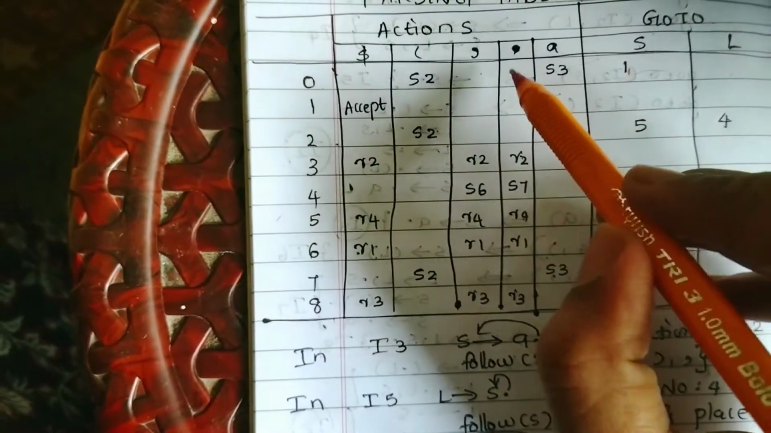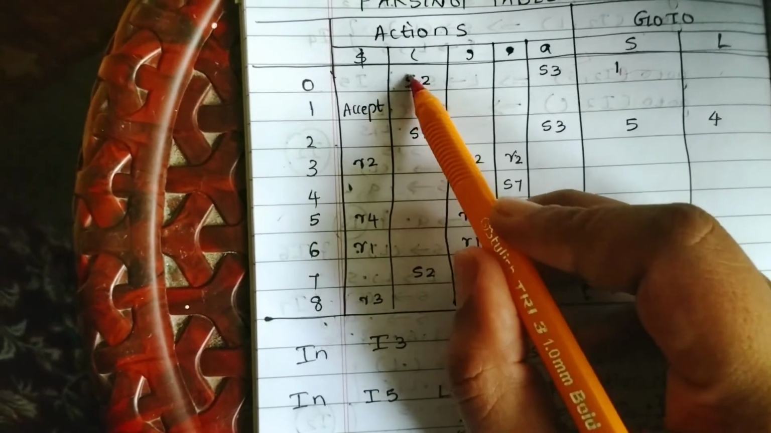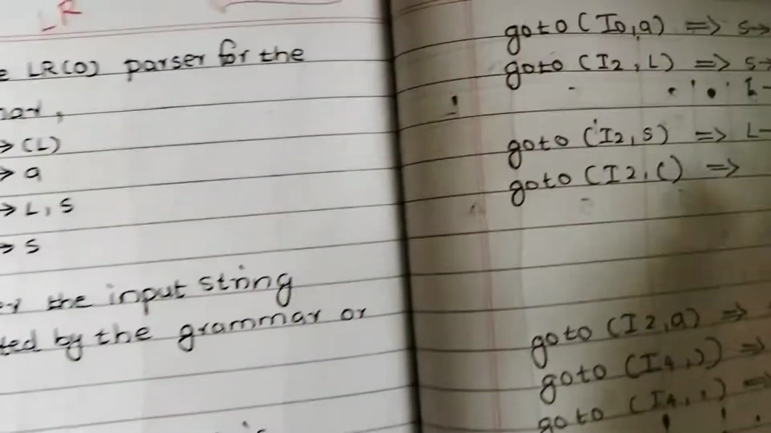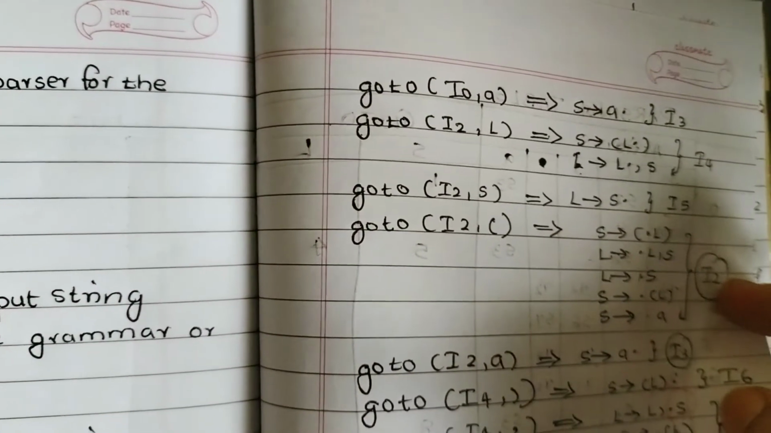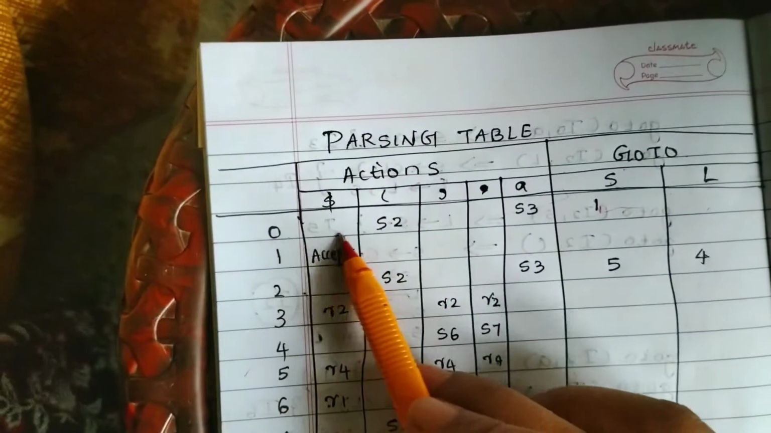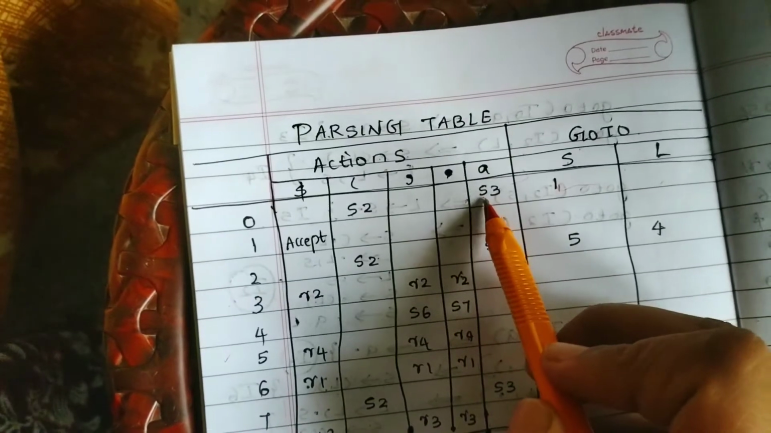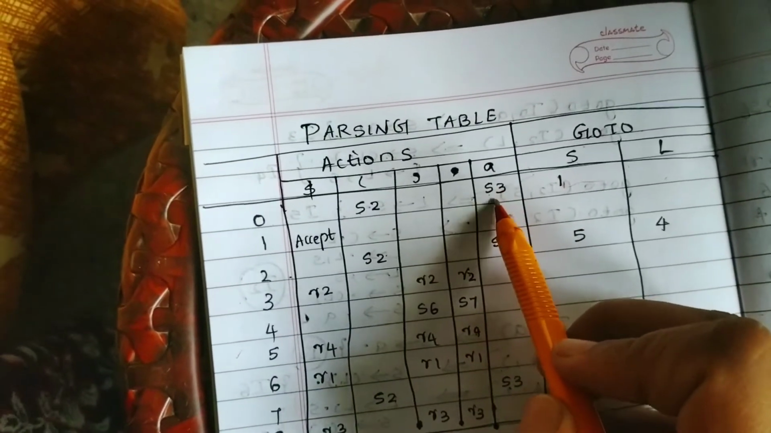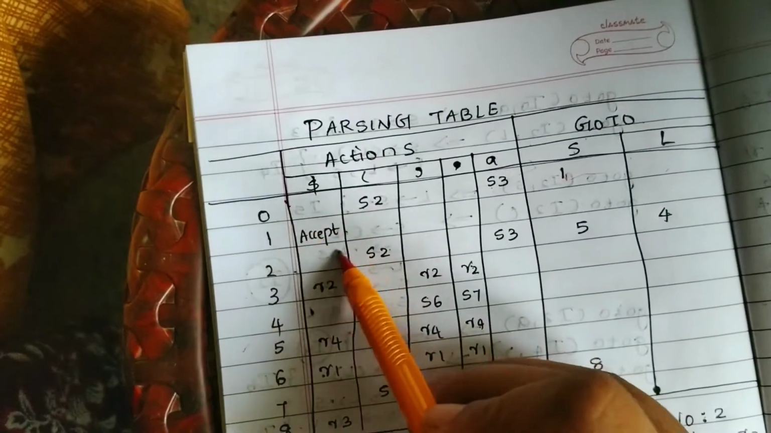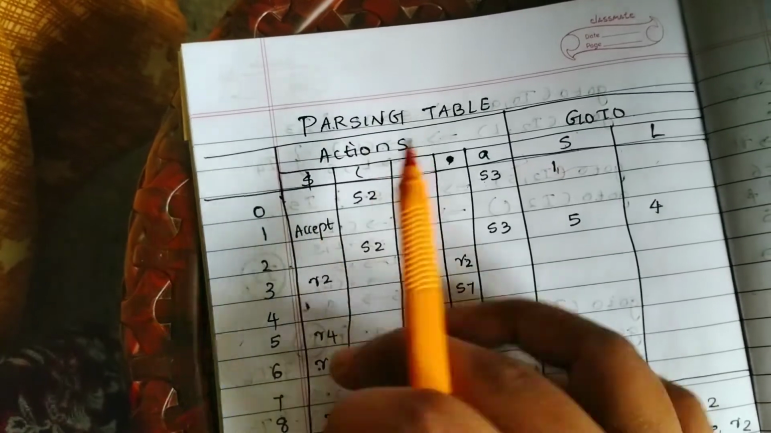Under this actions you have to write along with shift, so you are writing S2. So clear. Similarly, I0 comma A leading to I3. So you have to write along with the shift, so you are writing S3. Right. By default, dollar on state 1 will be accept. Okay, so you have to write this initially.